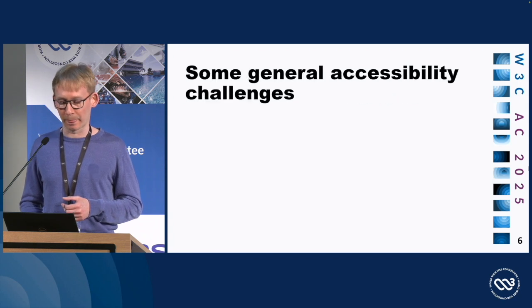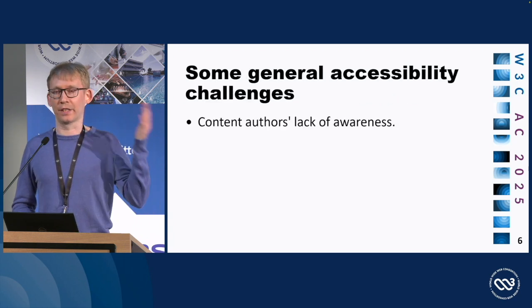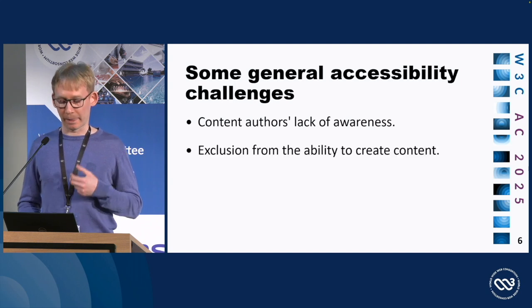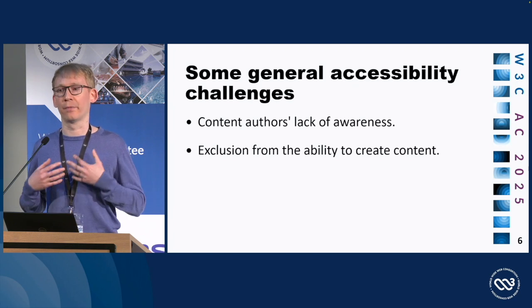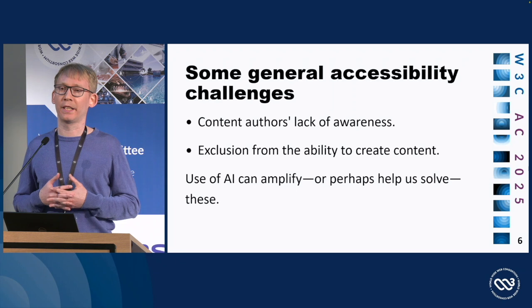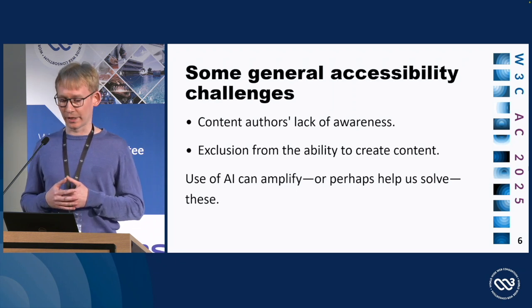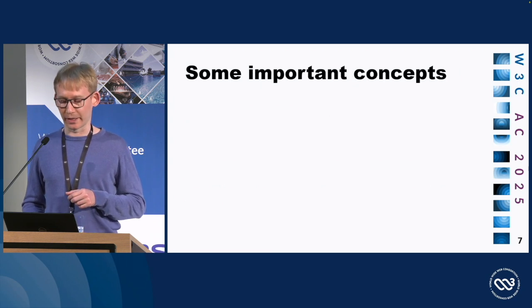So some general accessibility challenges outside of AI have always been content authors' lack of awareness and exclusion of disabled people, people with disabilities, from being able to contribute and make content. And it's possible that AI could both amplify or help us solve these challenges, although I've only got time to really focus on the first of these in this talk.